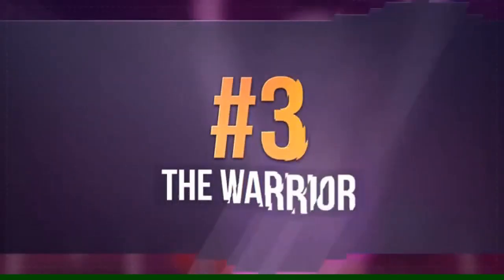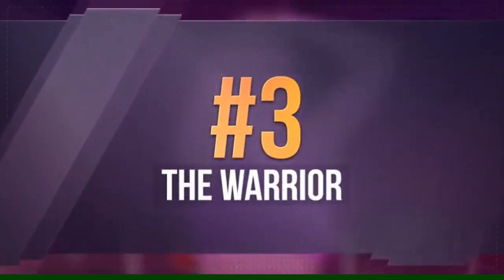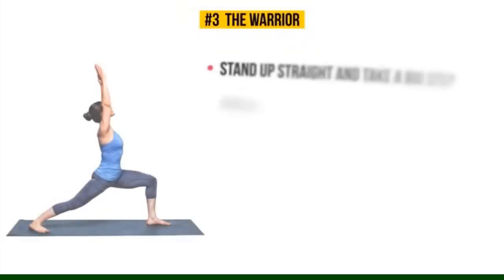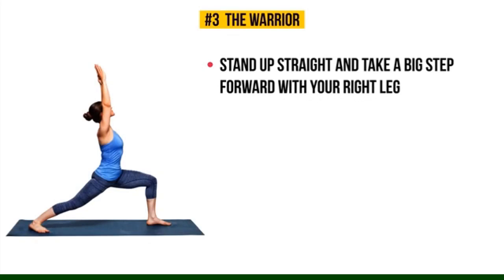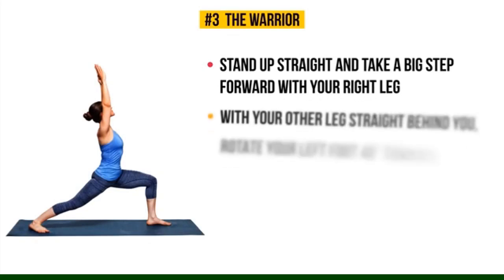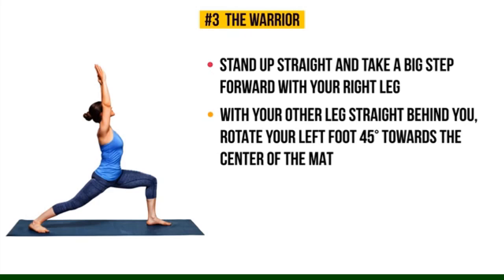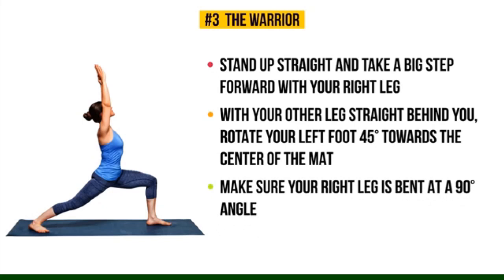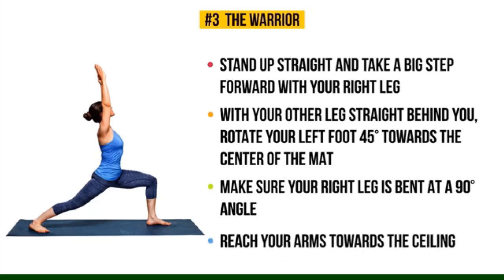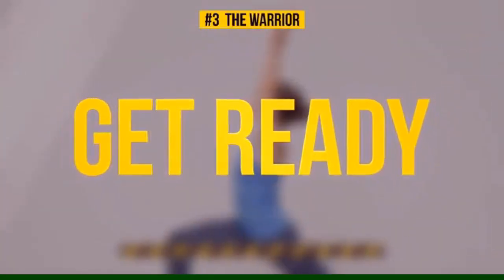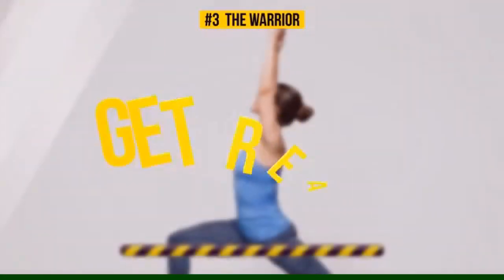Exercise number 3, the Warrior. Stand up straight and take a big step forward with your right leg. With your other leg straight behind you, rotate your left foot 45 degrees towards the center of the mat. Make sure your right leg is bent at a 90-degree angle so that your knee is exactly above your ankle. From this position, reach your arms toward the ceiling and hold this pose for 30 seconds. All right, enough talking. Let's do it!